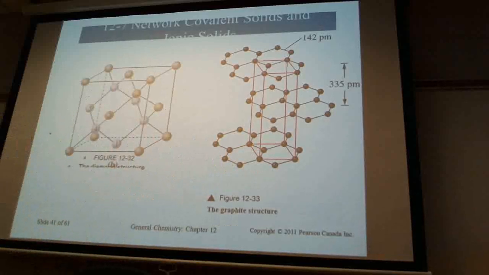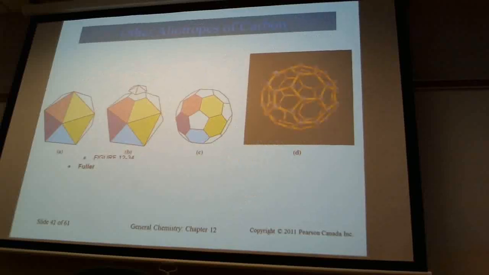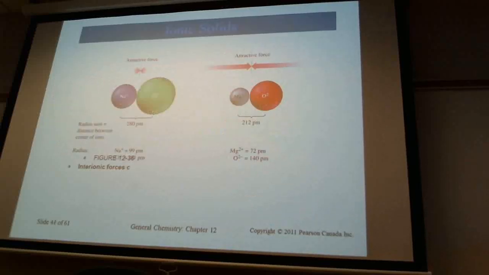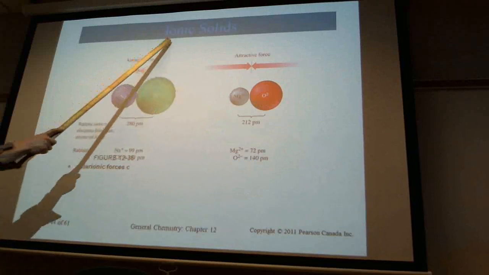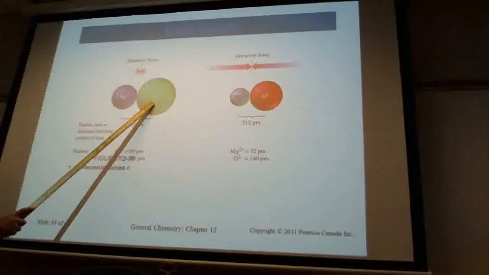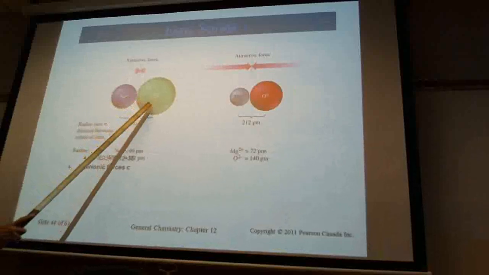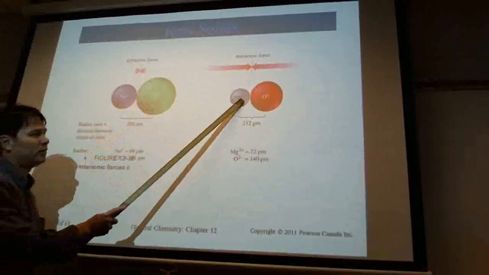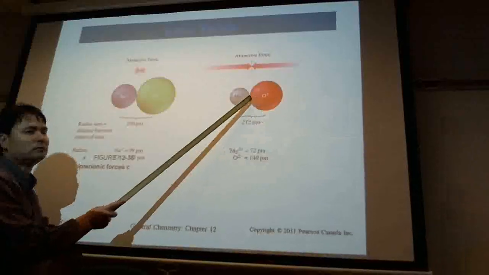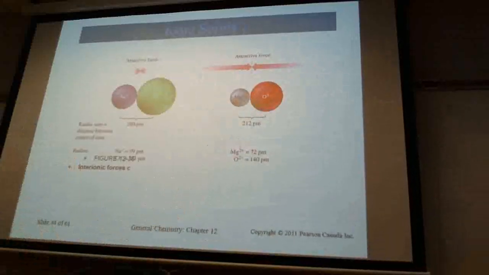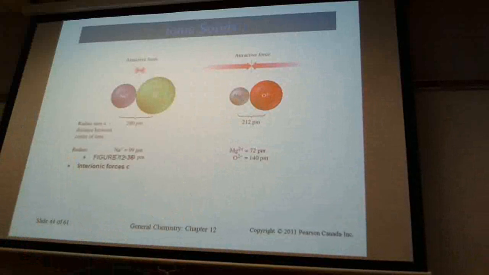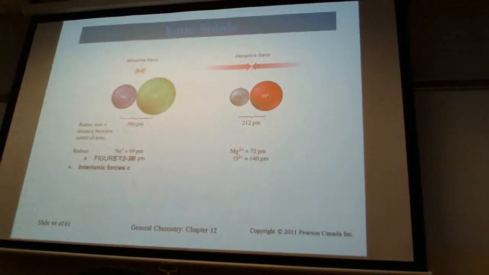And so the solid's properties depend a lot on what holds the particles together. In ionic solids, ionic bonds hold the particles together. Ionic bonds can be very strong, or very, very strong. For magnesium oxide, is it very soluble in water? No. To break apart that lattice would cost you a lot of energy, whereas sodium chloride you can dissolve.